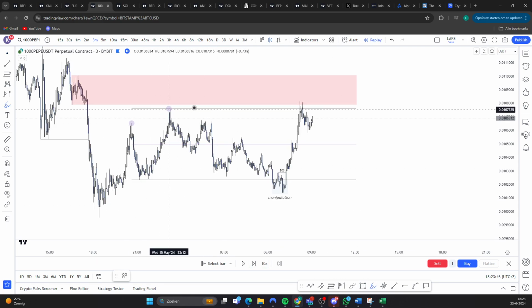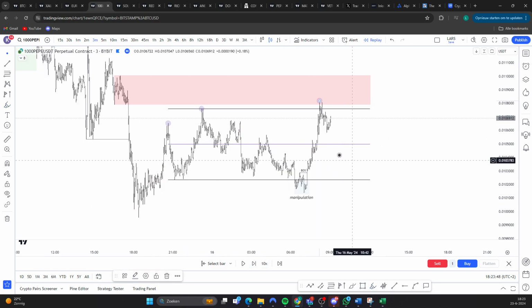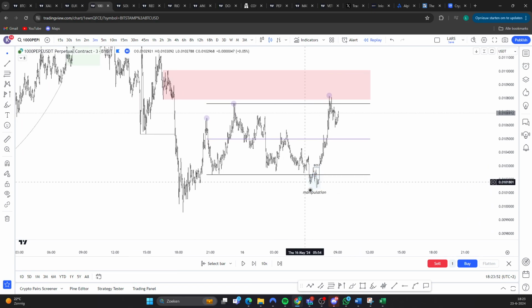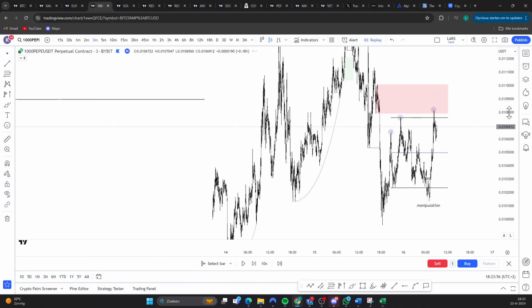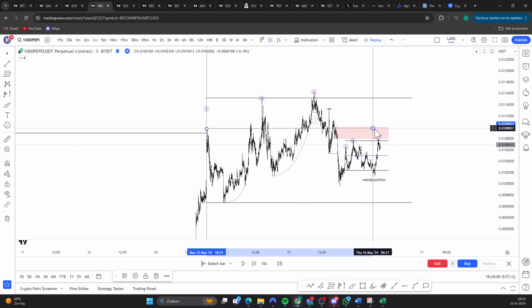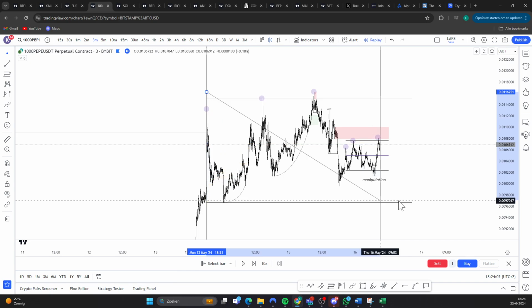The model 1 idea is still there, but it became 10 times less good, because you already had the manipulation below the low. You don't really have a clear target anymore. But we're still backed by the bigger Wyckoff.